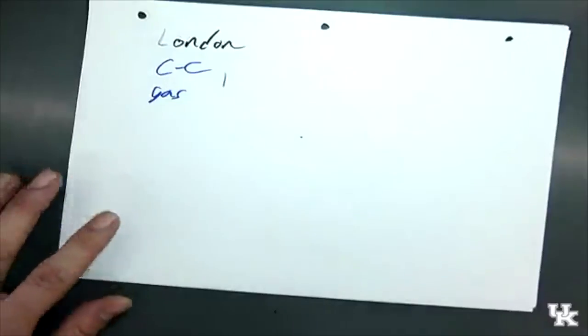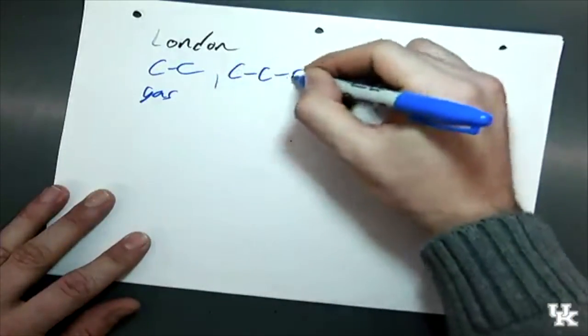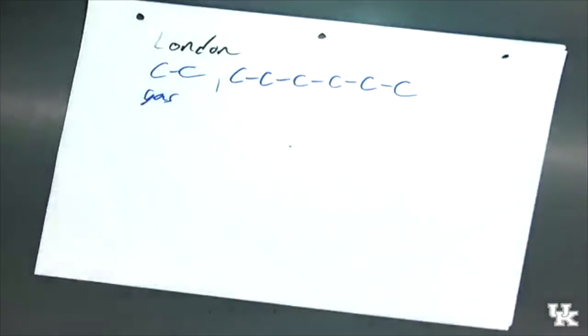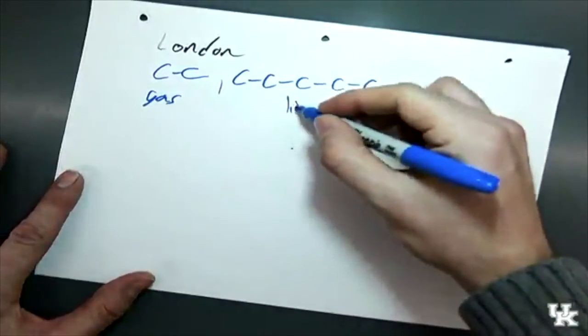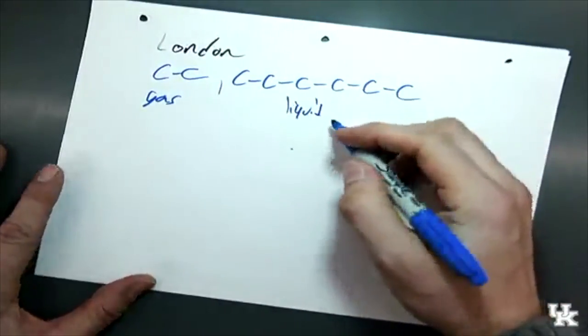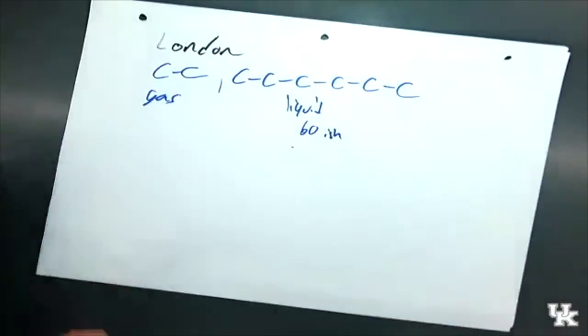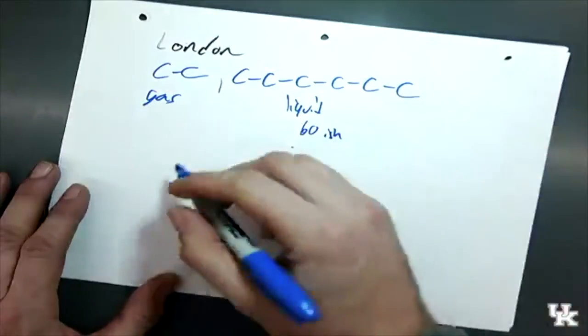If you have hexane, no special functional groups here, just 6 carbons with hydrogens all around it. Again, I'm just drawing the carbons because it would take a long time to draw out the hydrogens. If you have hexane, that's a liquid, and its boiling point is something like 60-ish. I don't remember off the top of my head. That's a liquid.